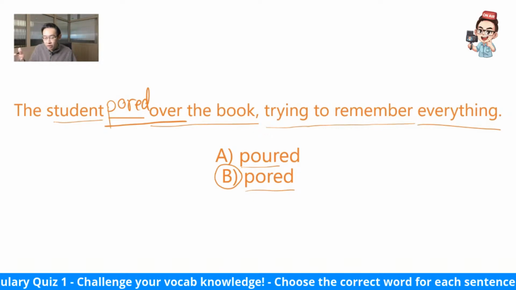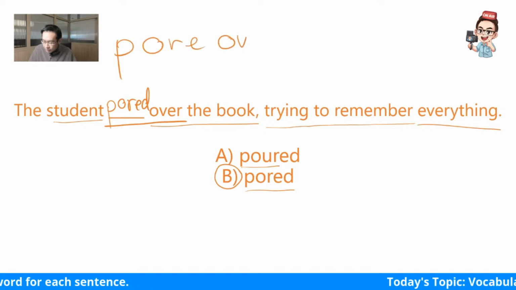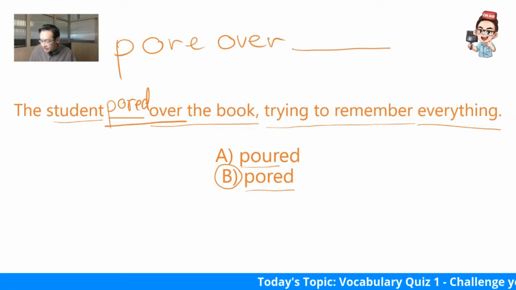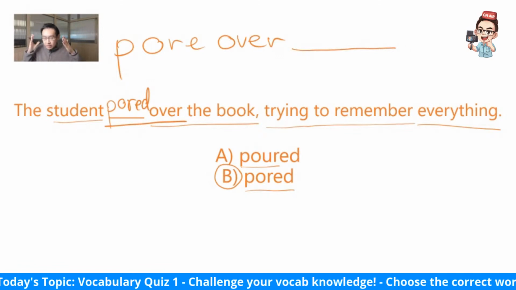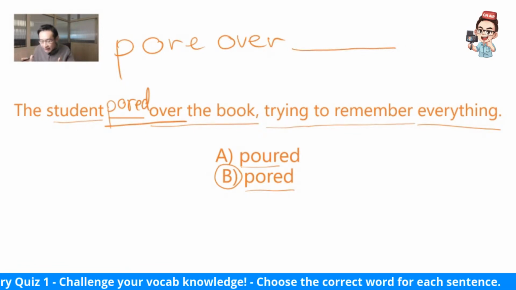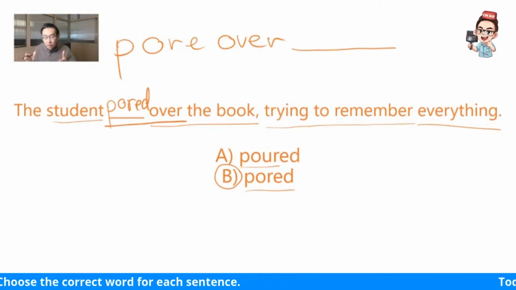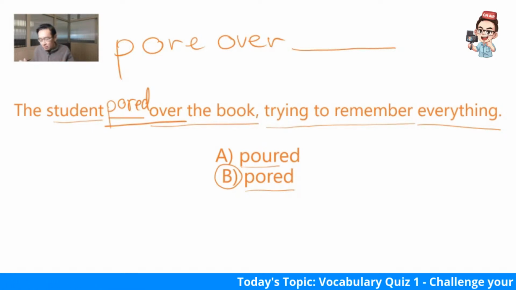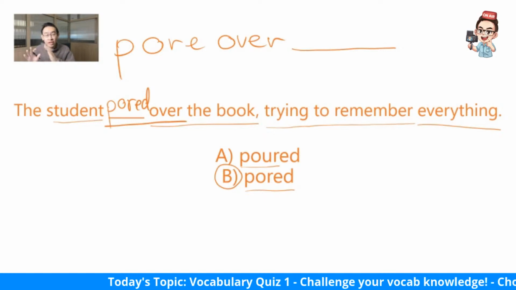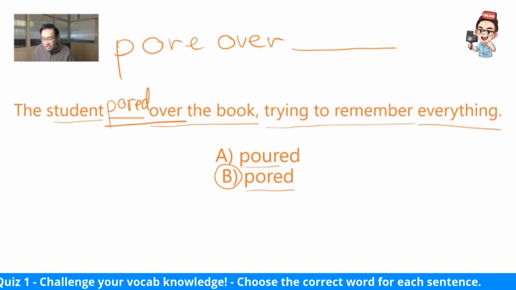If you pore over something, okay, we always use this structure. Pore over and then something. If we pore over something, it's like you pay all of your attention, you focus on that thing. So the student poured over the book. This means the student looked and read the book intently with lots of focus, because he or she wanted to remember all the information in that book. So we say the student poured over the book with this spelling.